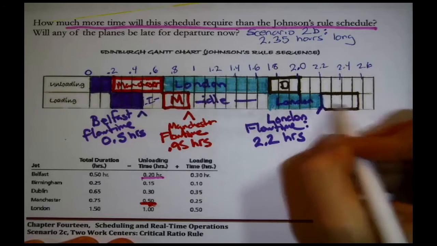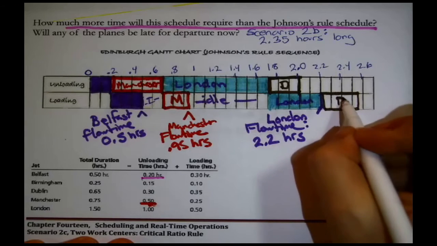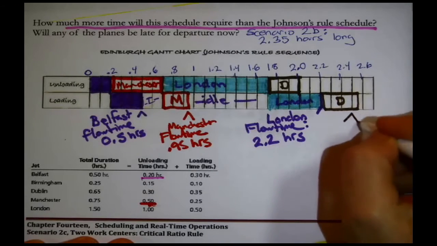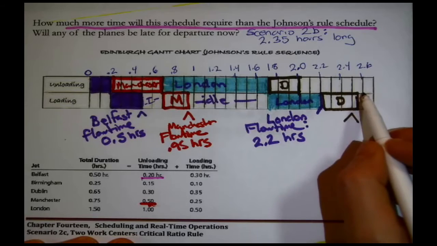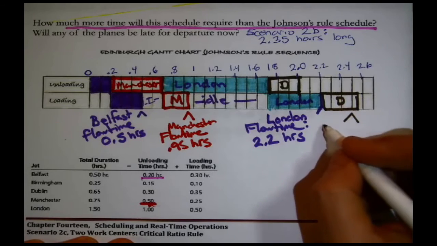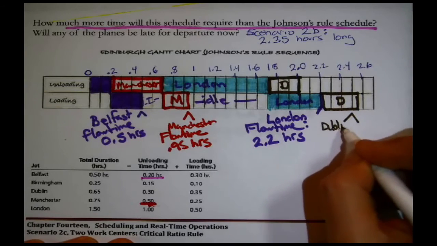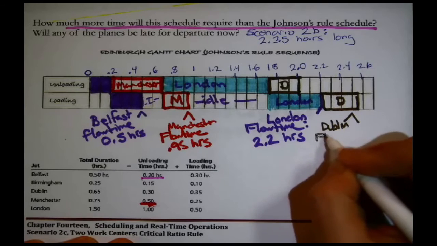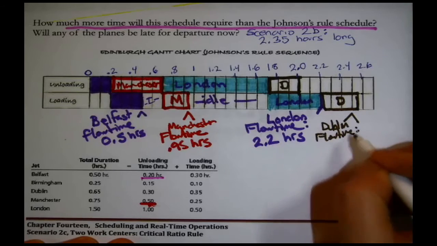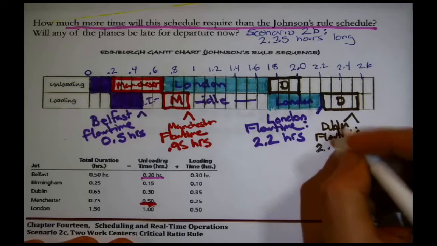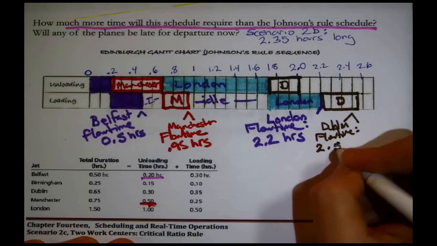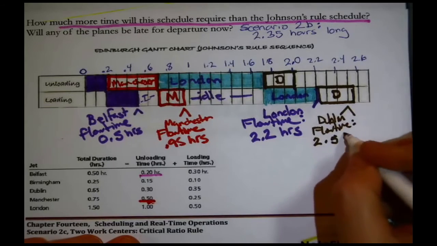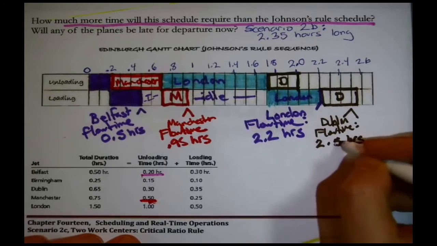I'm grabbing 3.5 columns because that is unloading. And then I'm noting, where did it end? It ended right here between 2.5 and 2.6. So Dublin flow time is 2.5 hours.